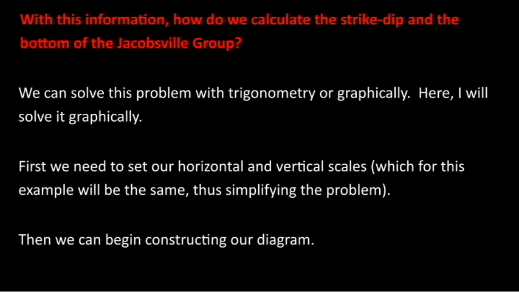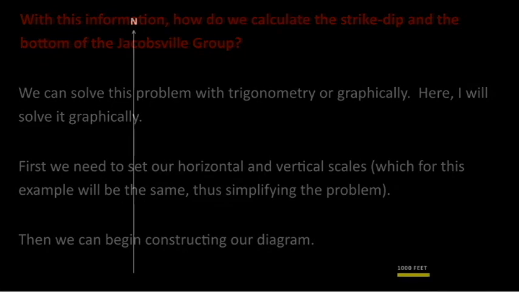First, we need to set our horizontal and vertical scales, which for this example will be the same, thus simplifying the problem. You always want to do this to scale, because if you don't, you're going to increase your dip and get an apparent dip if you do any vertical exaggeration, thus negating this whole point. And why don't you just use trigonometry then? All right. So then now we can begin to construct our diagram.